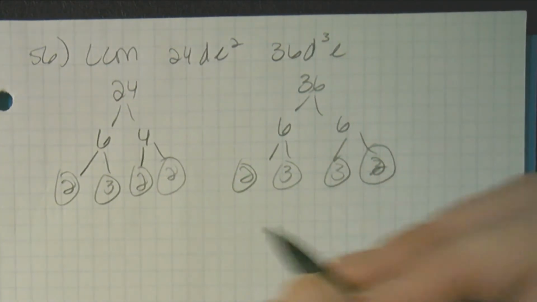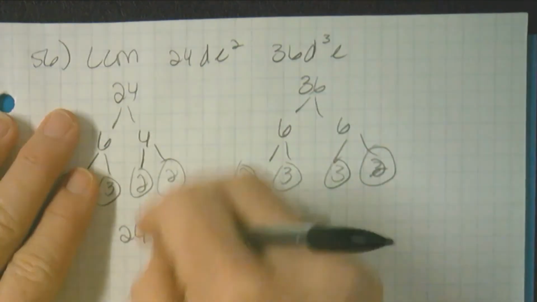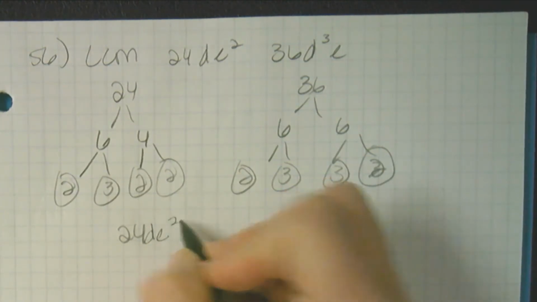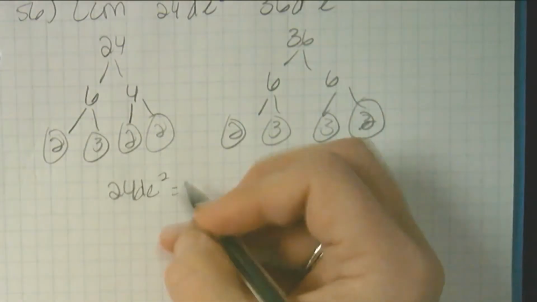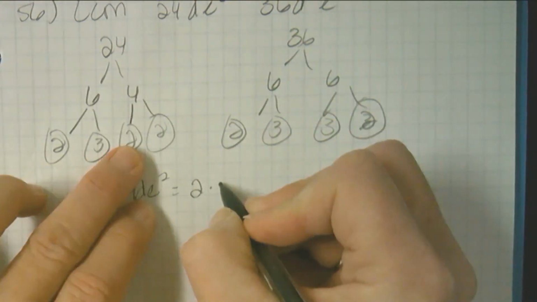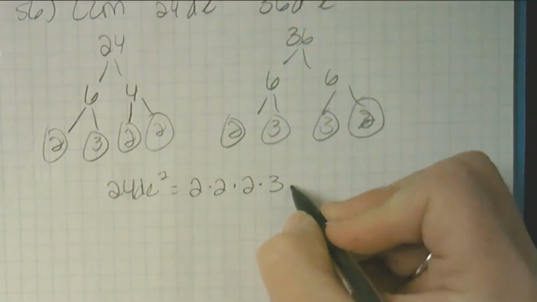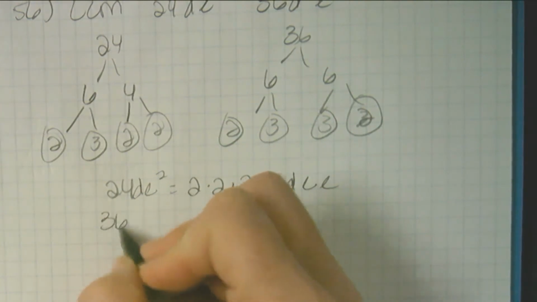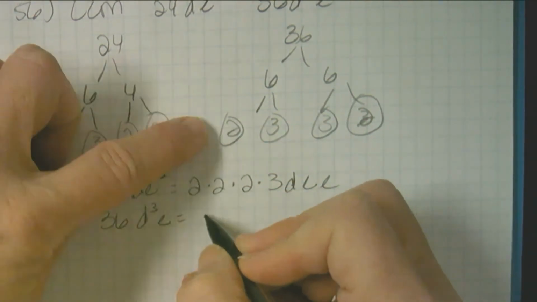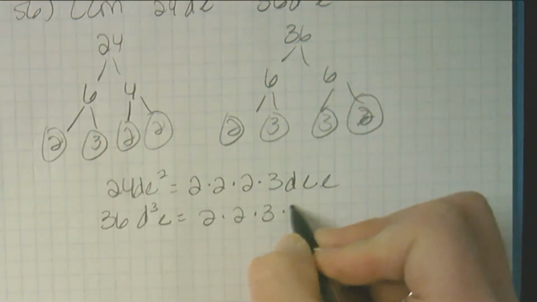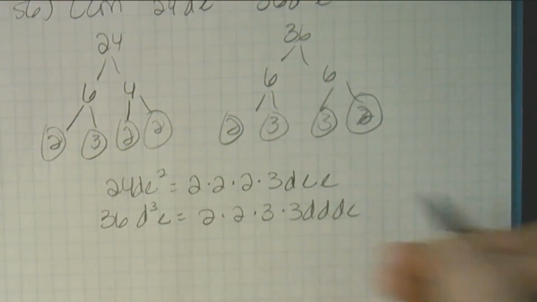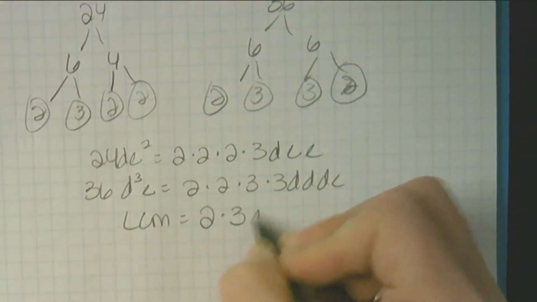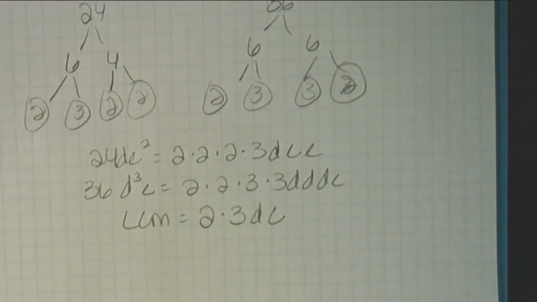All right, so now I'm going to list them. Even if you got these right, make sure you're listing them right. It is really important to me that when you list these, you include the variables. So 24d e squared is going to be 2 times 2 times 2 times 3 times d times e times e. And then 36d cubed e is going to be 2 times 2 times 3 times 3 times d times d times d times e. All right, so my LCM is going to equal 2's times 3's times d's times e's. Those are all the prime factors that are in there.